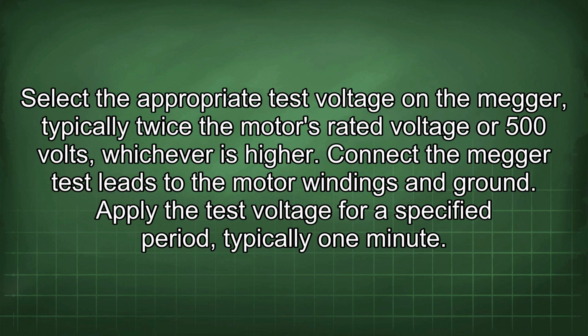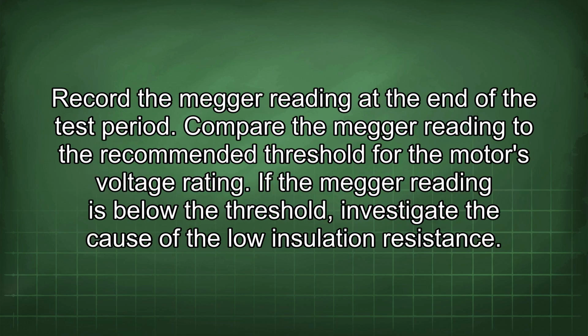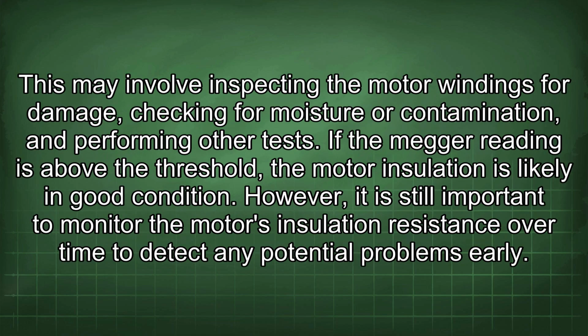Apply the test voltage for a specified period, typically 1 minute. Record the Megger reading at the end of the test period. Compare the Megger reading to the recommended threshold for the motor's voltage rating. If the Megger reading is below the threshold, investigate the cause of the low insulation resistance. This may involve inspecting the motor windings for damage, checking for moisture or contamination, and performing other tests.